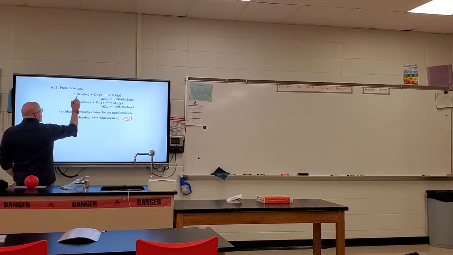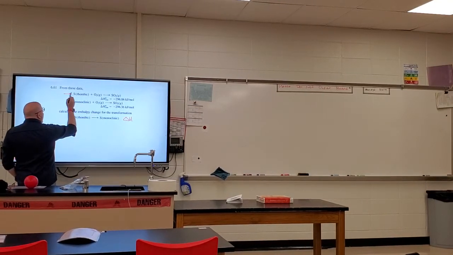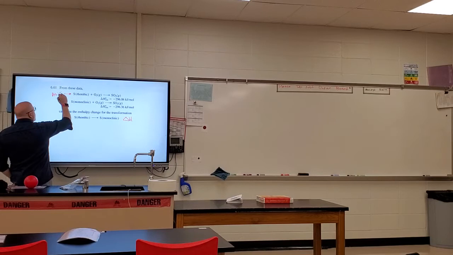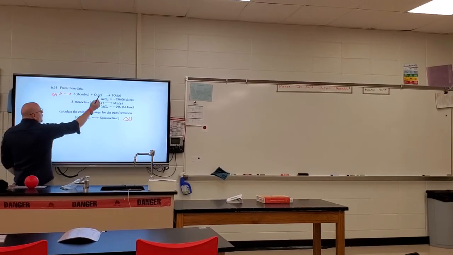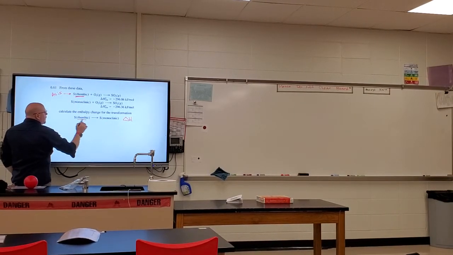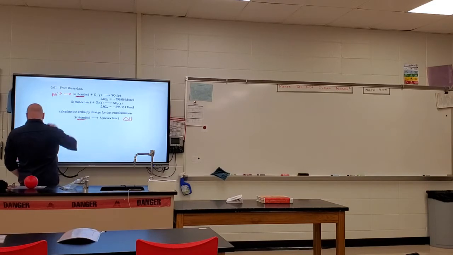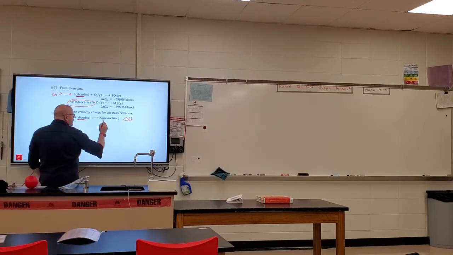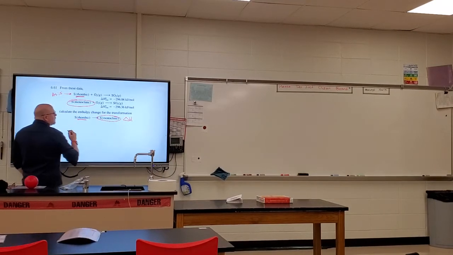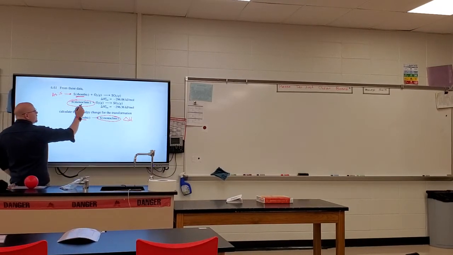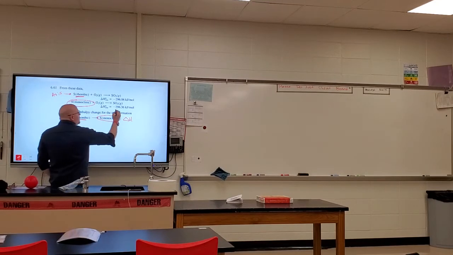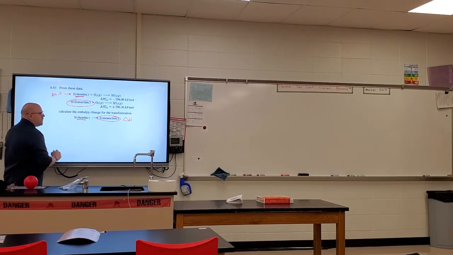This equation right here, we want to keep as is, because that equation has the sulfur rhombic as a reactant, and that's what we have in our equation. This equation has the sulfur monoclinic as a reactant, but we need it as a product. So this reaction gets reversed, and all that means is we change the negative 296 to positive 296.